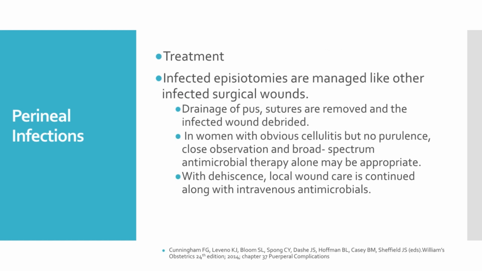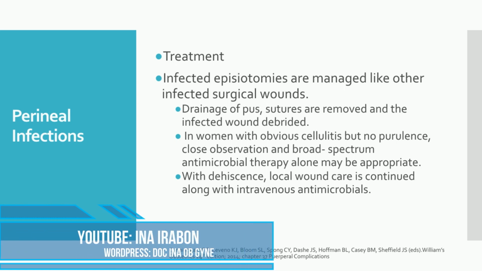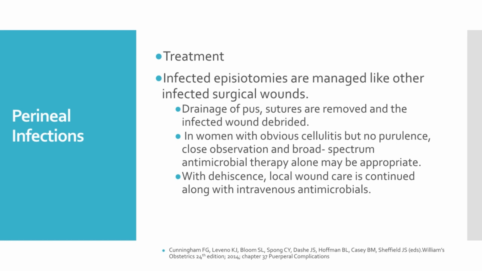How do we treat perineal infections or infections of the episiotomy? Infected episiotomies are managed like other infected surgical wounds. So we drain the pus, we remove the sutures, and we do wound debridement. In women with obvious cellulitis but no purulence, then we can just do close observation with broad spectrum antibiotics. But if there's already dehiscence, then local wound care is continued along with intravenous antibiotics.